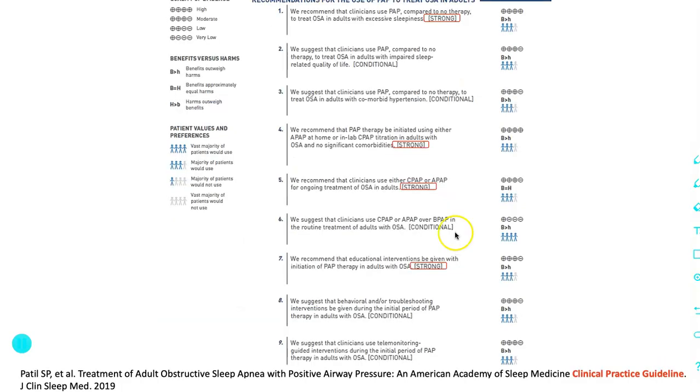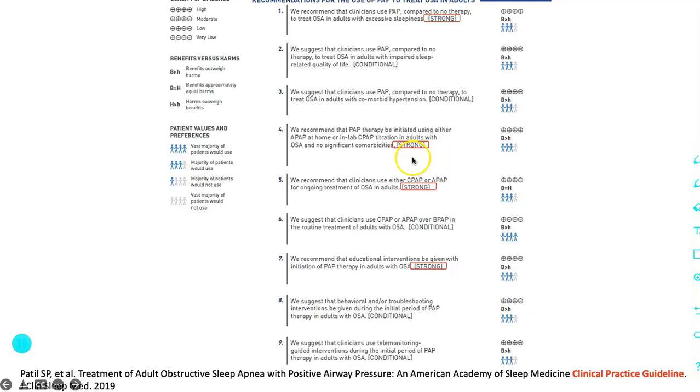So from the same guideline, you can see that there are 9 recommendations, of which 4 are strong recommendations, and then we can see there is a degree of quality of evidence. And you can see the first strong recommendation is that we recommend the clinician use a CPAP compared to no therapy to treat OSA in adults with excessive sleepiness, and it is the highest level of evidence and has a benefit over the harm.